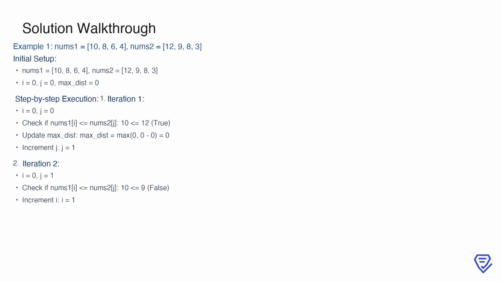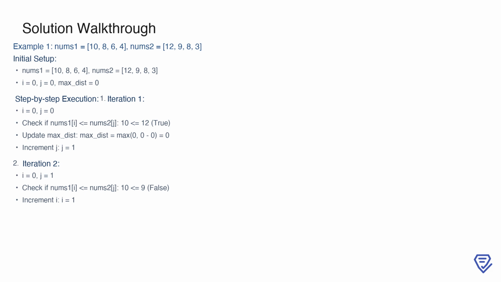We start with the first example where nums1 is 10, 8, 6, 4, and nums2 is 12, 9, 8, 3. Both i and j are initialized to 0, and max_dist is set to 0. In the first iteration, we compare nums1[i] and nums2[j], which are 10 and 12, respectively. Since 10 is less than or equal to 12, the condition is true. We calculate max_dist as the maximum of the current max_dist, which is 0, and the difference j - i, which is also 0. So, max_dist remains 0. Then, we increment j to 1.